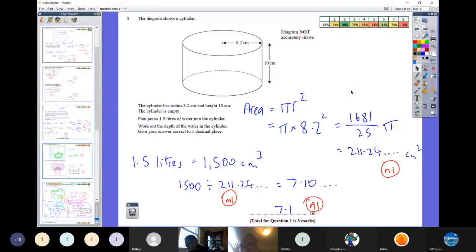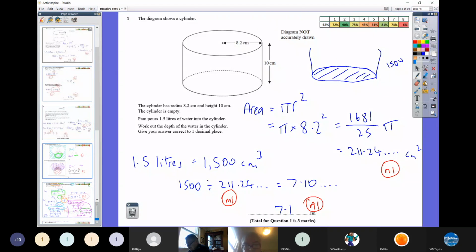So that's pi r squared, pi times 8.2 squared, and that's 1681 over 25 pi. And just bank that for now. Now, you need to appreciate that 1.5 litres is 1,500 centimetres cubed. And then all we are saying now is, if we know that the base is 211.24, how high up can we go to create a volume of 1,500? So we know the base, we just don't know the height.